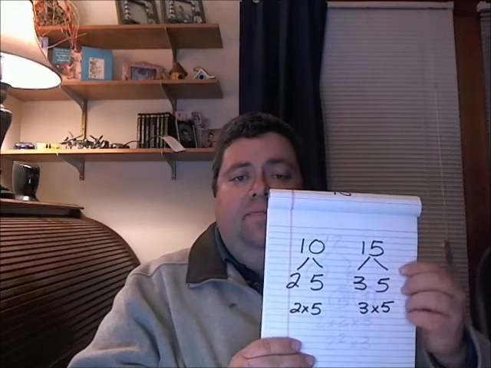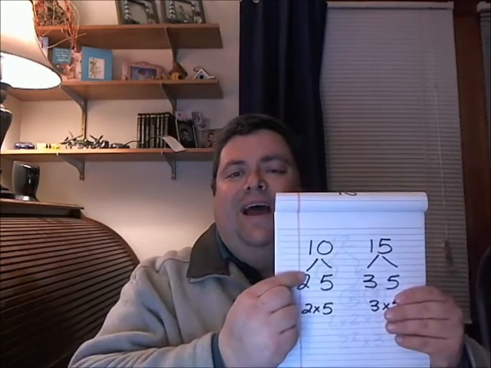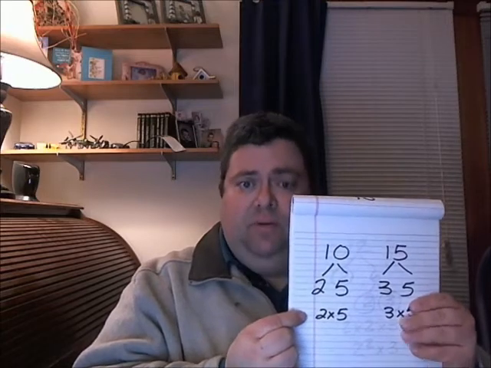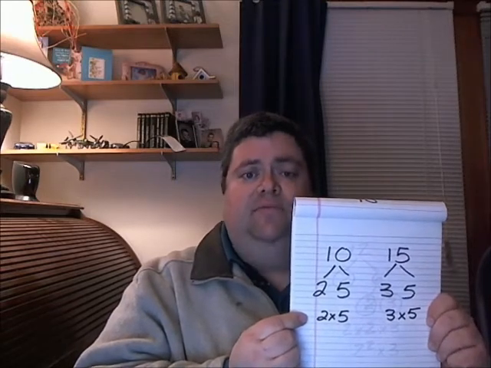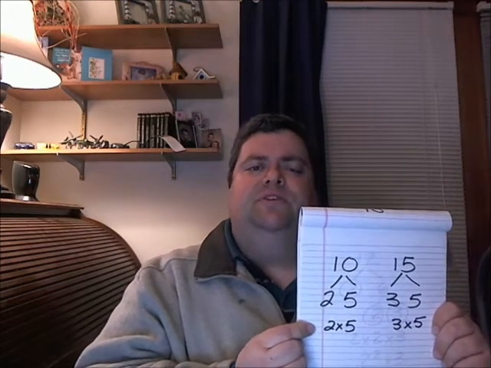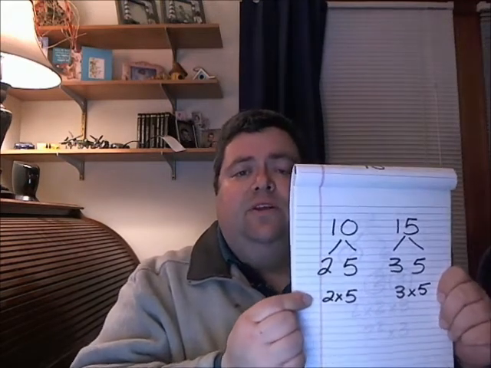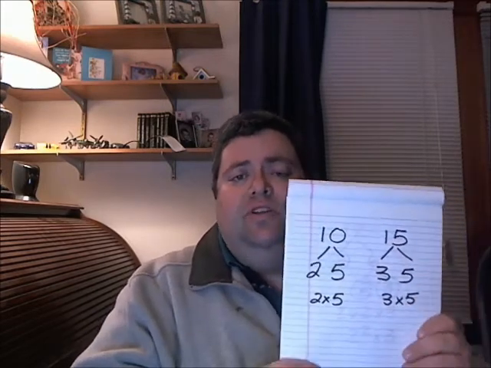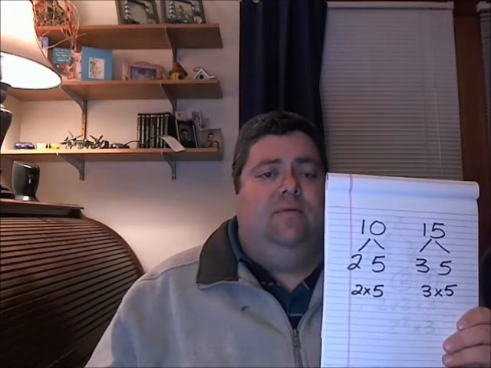You'll notice for 10, I came up with the prime factors of 2 and 5. Rewrote it as a multiplication problem, 2 times 5. You'll also notice and probably say to yourself, but I don't see any exponents there. Well, in this case, we really don't need the exponents because any whole number to the first power is that number all by itself.